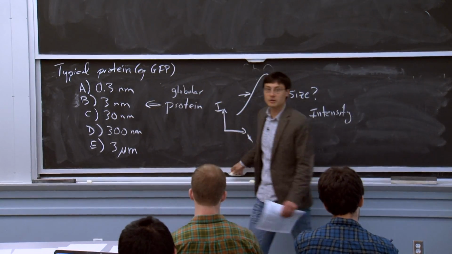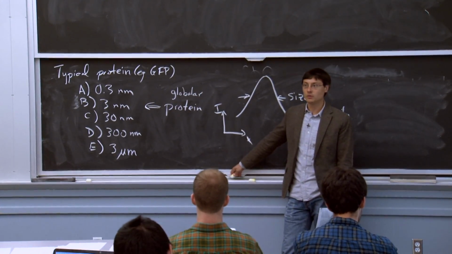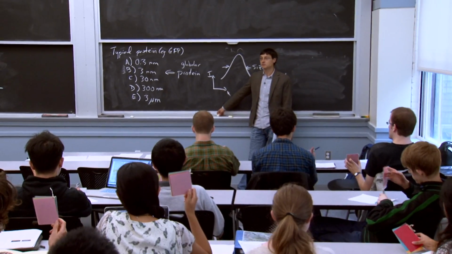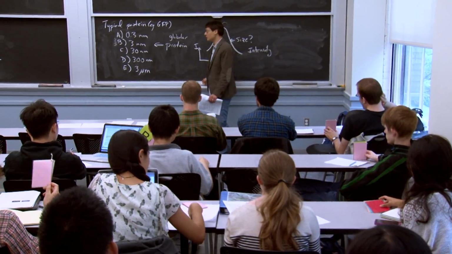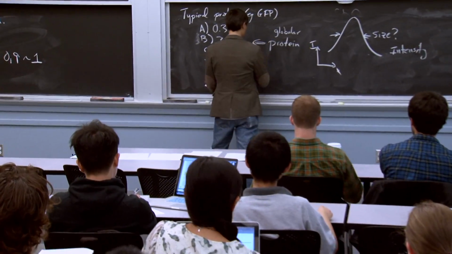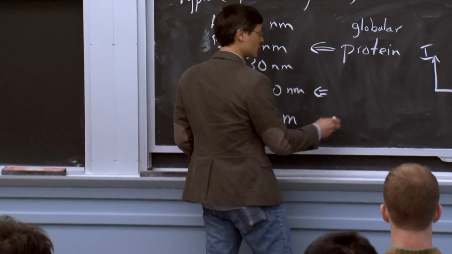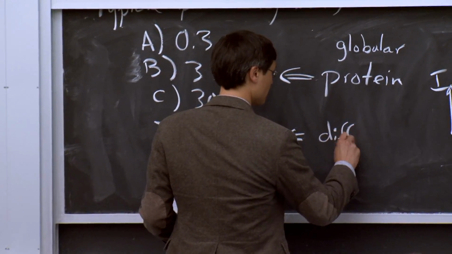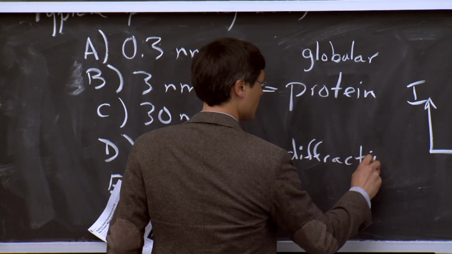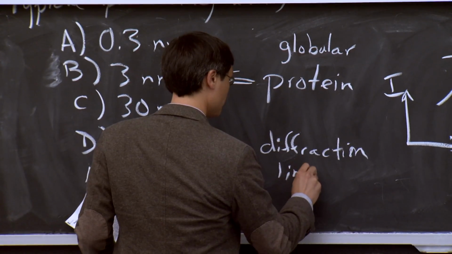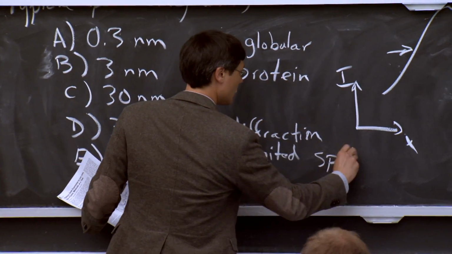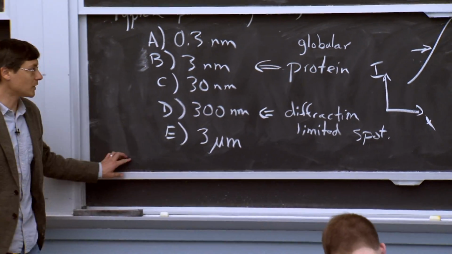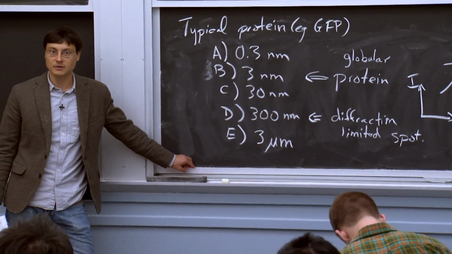All right, ready? 3, 2, 1. OK, we have a majority of the group that is saying that indeed it's going to be D. So this is what's known as a diffraction limited spot. All right, and this is a fundamental physics limitation, right?